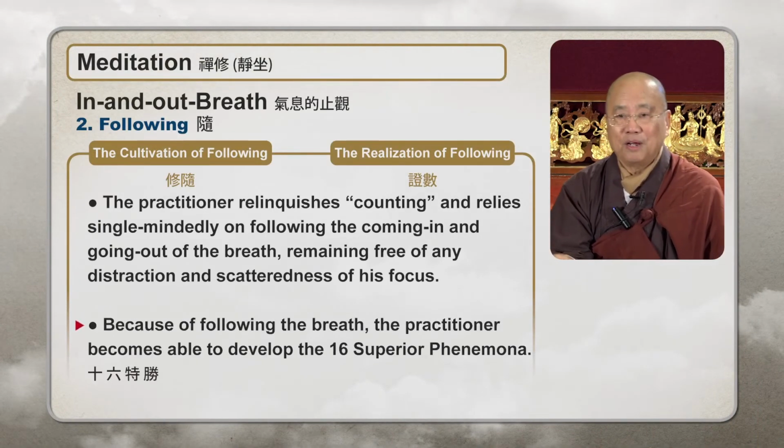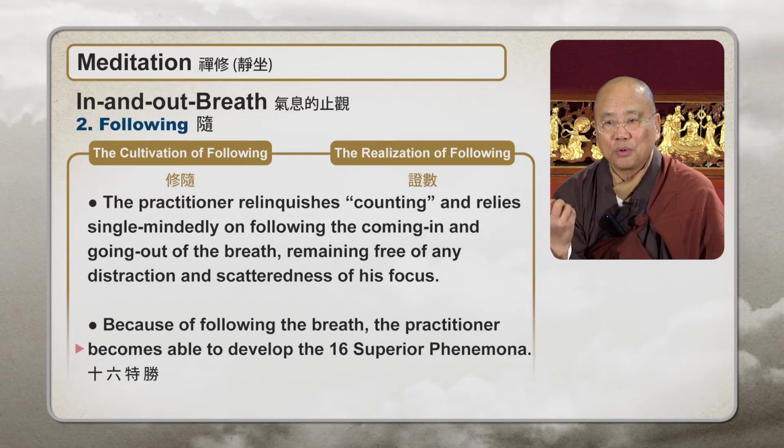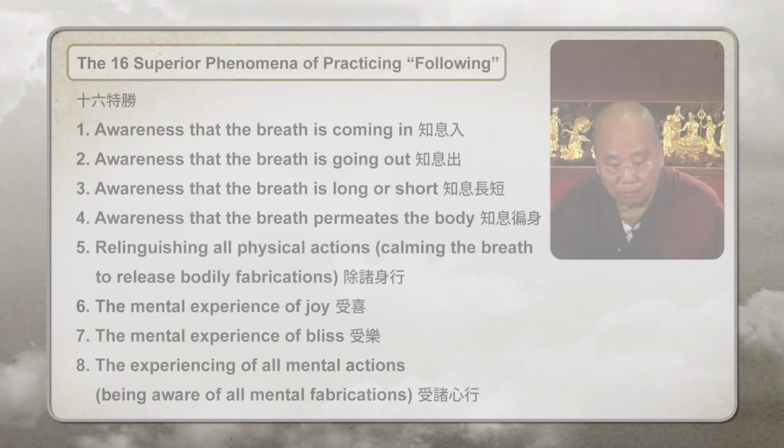And because of the following of the breath, the practitioner becomes able to what? Develop the 16 superior phenomena. When you are successfully following, at that time, you know that you're on your way. Don't say, where do I go from here? Automatically you know where to go. You don't need anybody to tell you. And then what happens? 16 phenomena will come out. Then you know that your following is successful. How do you judge that your following is successful? 16 superior phenomena will come out. I can't go through every one, but I just show you now so that we can talk about it next time. What are the 16?